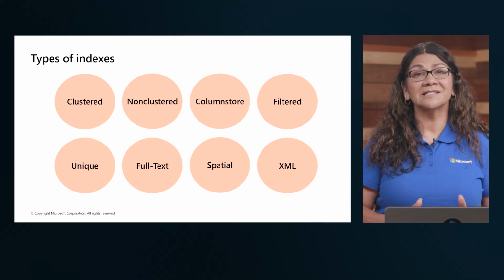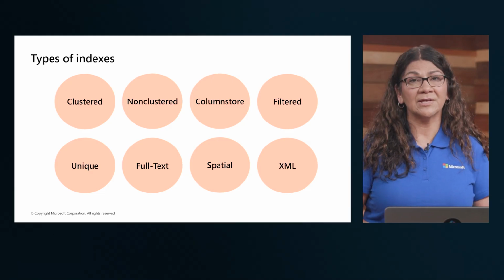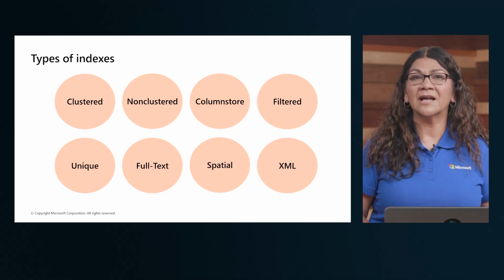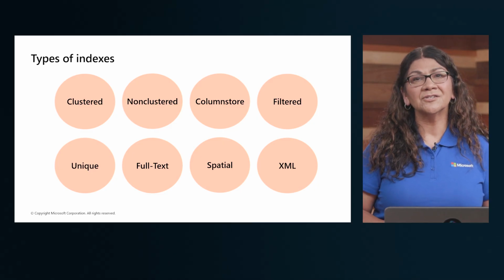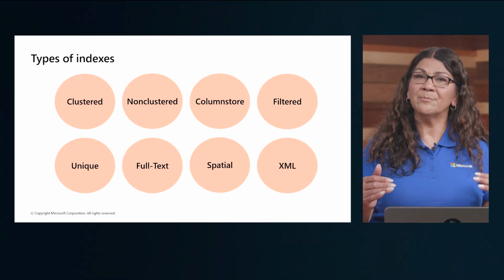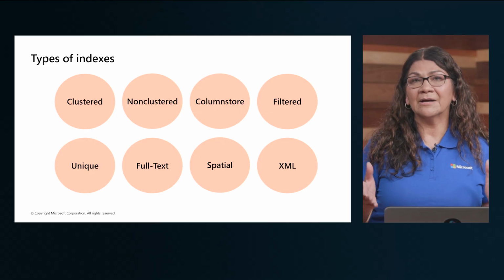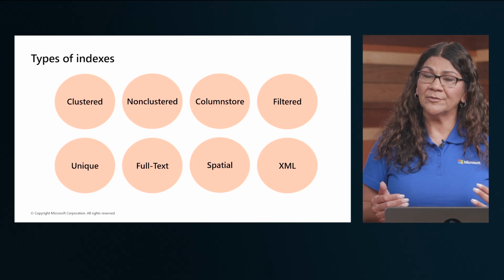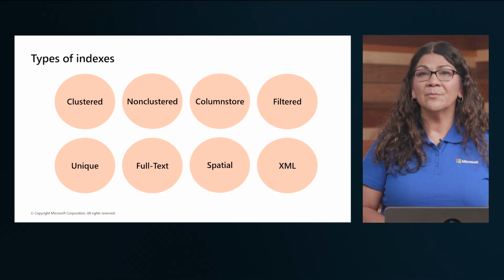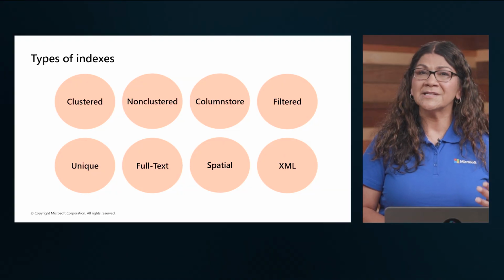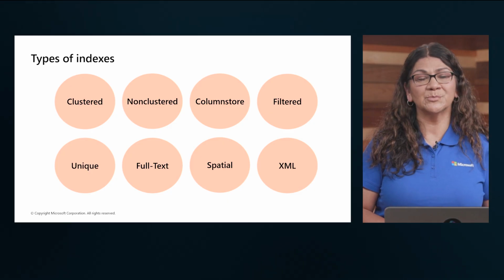Here we see some of the many different types of database indexes that enhance query performance, data integrity, and storage efficiency. A clustered index sorts and stores row data based on the index key, allowing fast range queries but limited to one per table. A non-clustered index maintains a separate structure with pointers to data rows, enabling quick lookups and supporting multiple indexes per table.